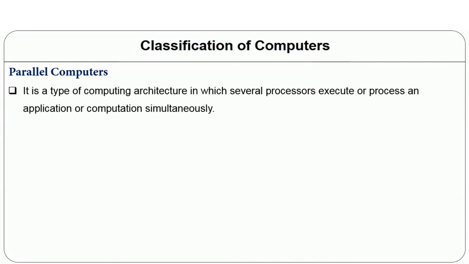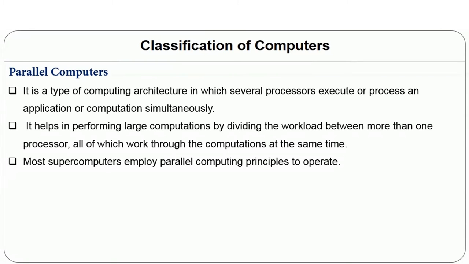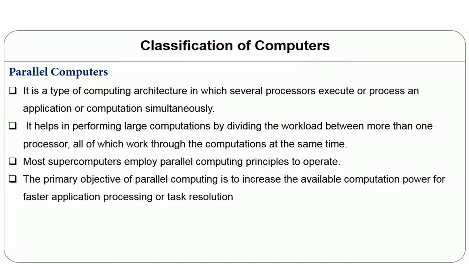Parallel computers. It is a type of computing architecture in which several processors execute or process an application or computation simultaneously. It helps in performing large computations by dividing the workload between more than one processor, all of which work through the computations at the same time. Most supercomputers employ parallel computing principles to operate. The primary objective of parallel computing is to increase the available computation power for faster application processing or task resolution.